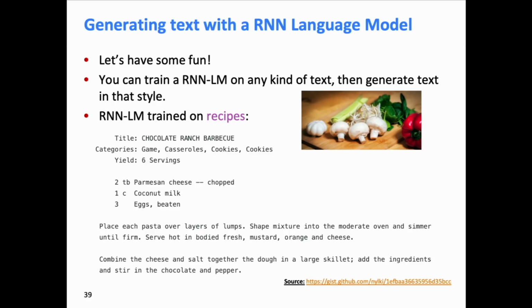Here's another example. Here is an RNN language model that was trained on recipes. So this one's pretty bizarre. The title is Chocolate Ranch Barbecue.